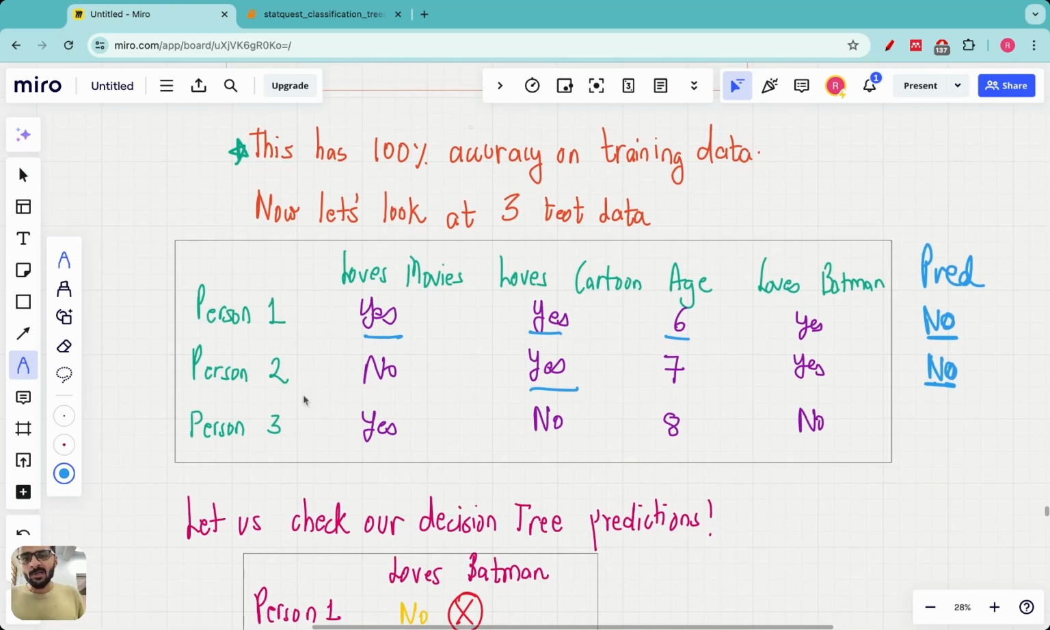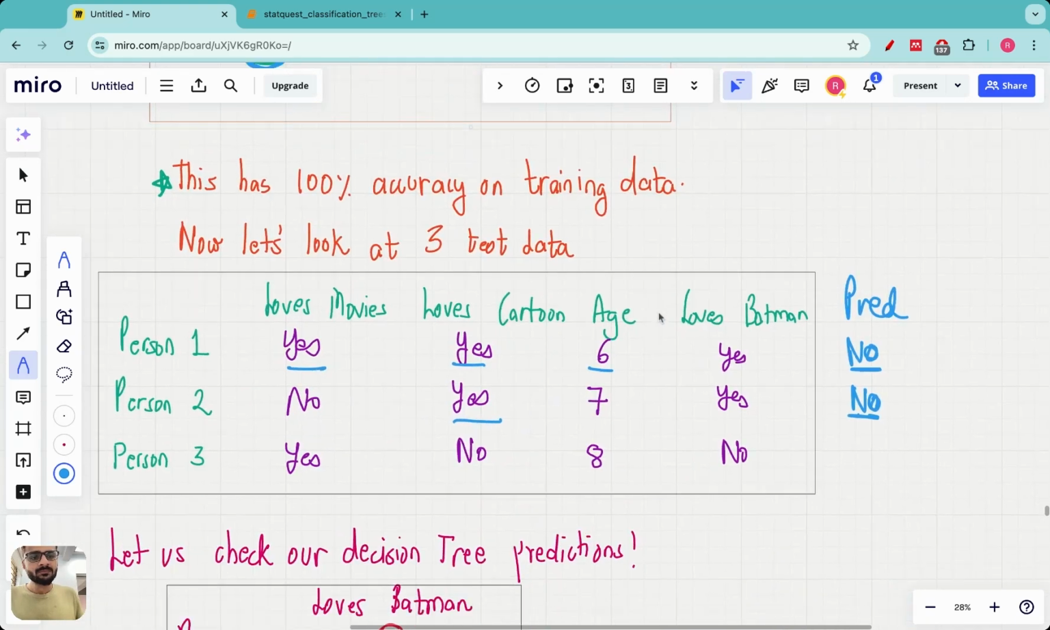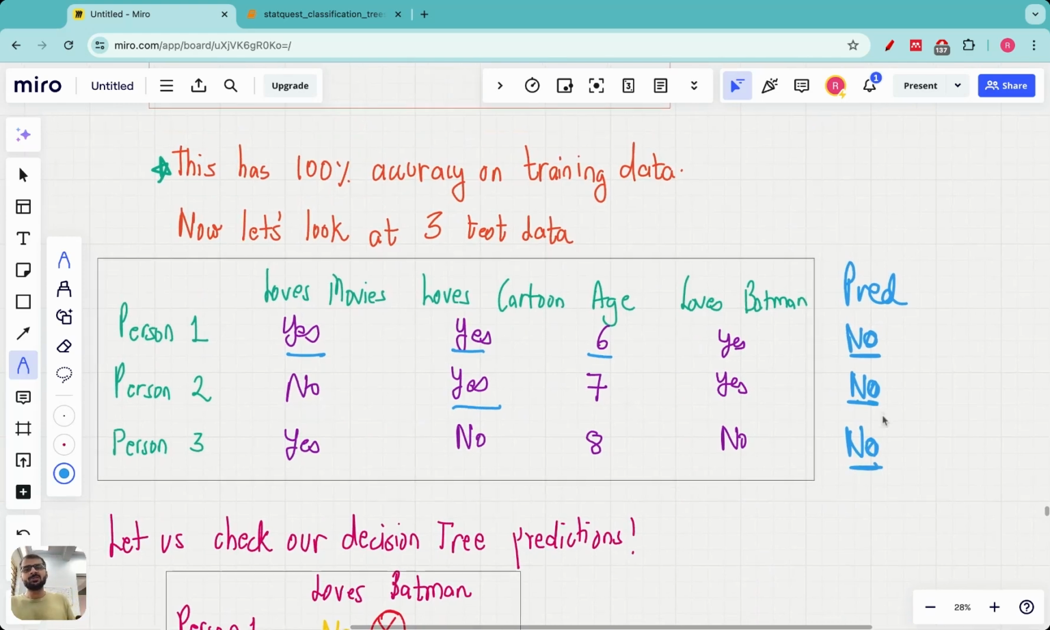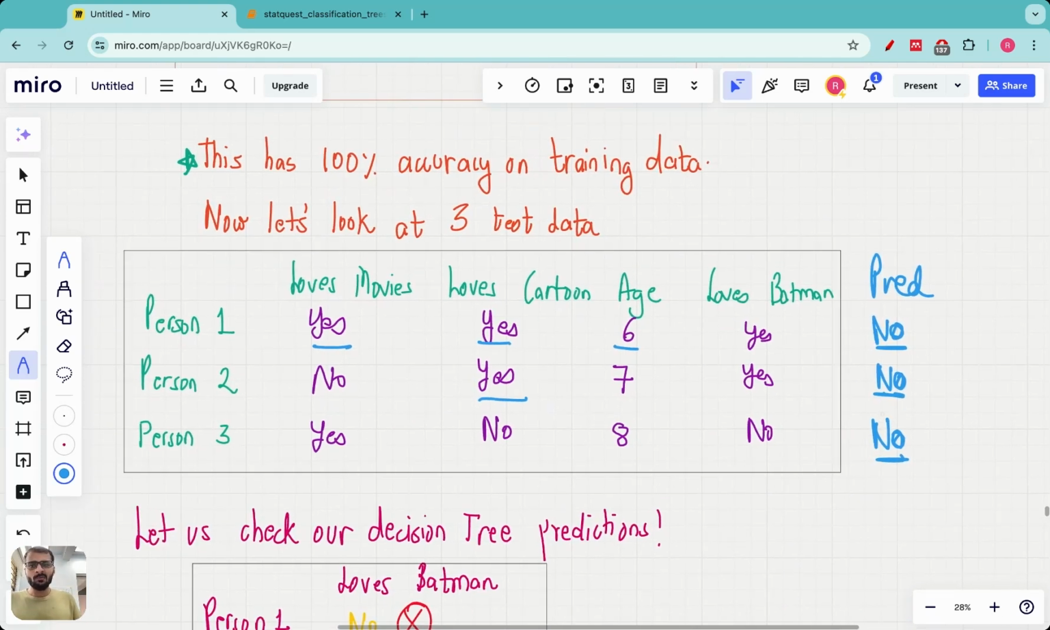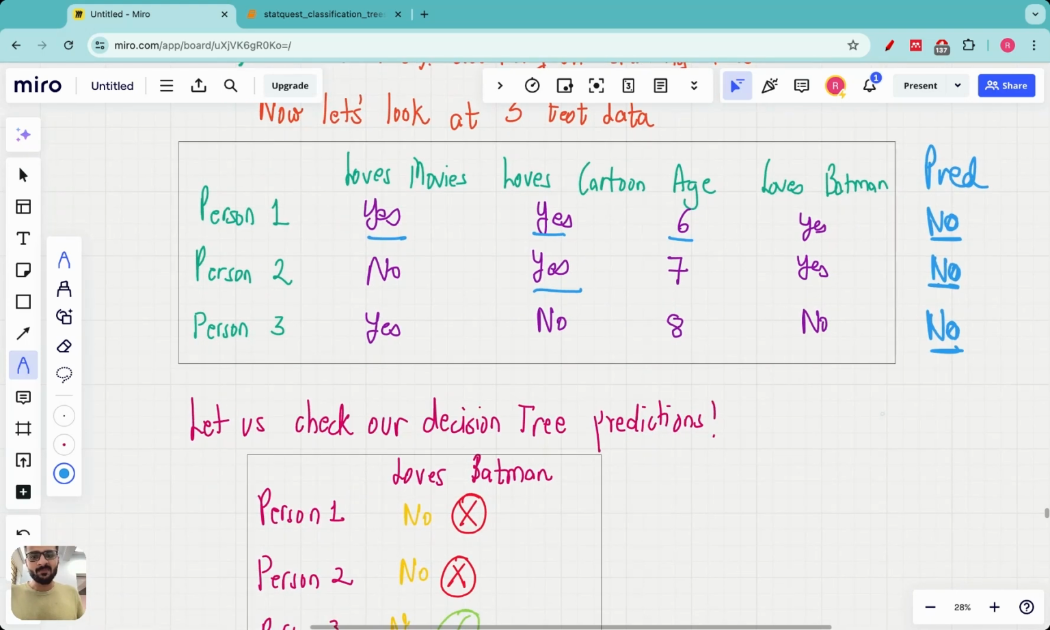Now let's look at the third person. The third person does not love cartoons. So we are directly in this branch. So our prediction will be that no, they don't love Batman. So for all of these three people, the decision tree will predict that none of these three people actually loves Batman. And we give our answers to the person who asked us to test the decision tree.